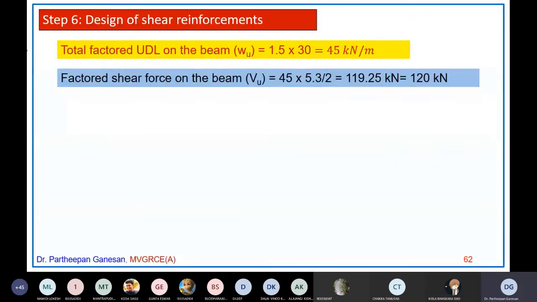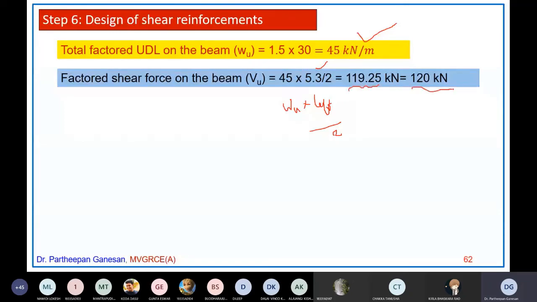Now we are going to do the design of shear reinforcement. The total factored UDL on the beam is 45 kilonewton per meter. So factored shear force, because it is a simply supported beam with the UDL, the maximum shear force is WU into L effective by 2. L effective is 5.3. We found 45 is this one. So we are getting 119.25 kilonewton.